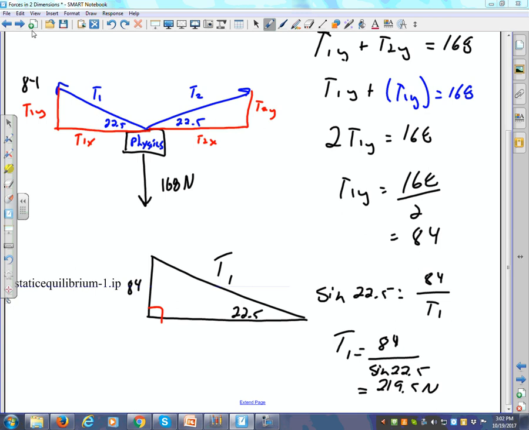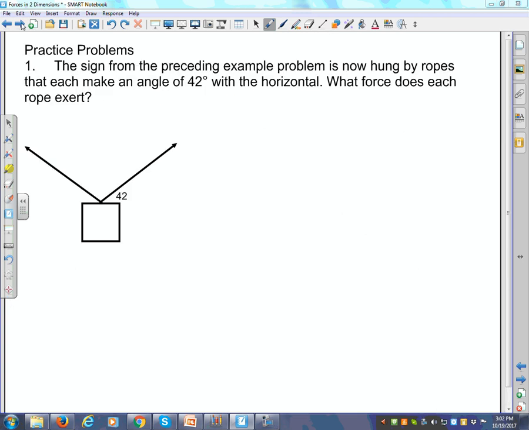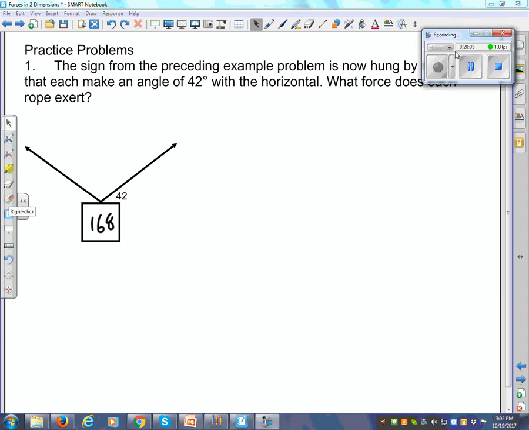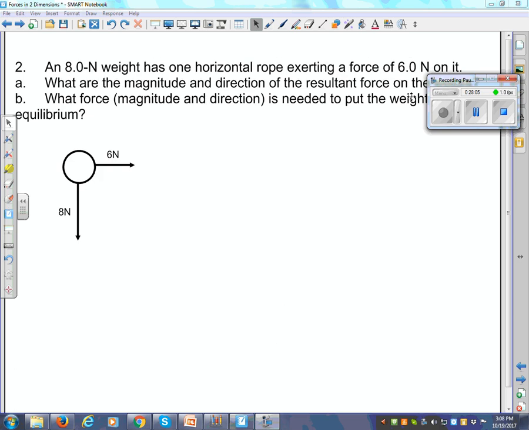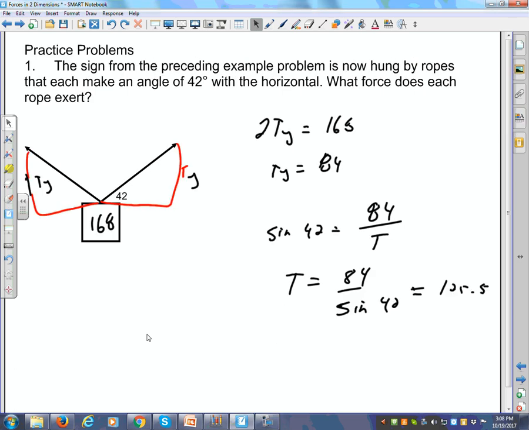How about you guys try this one right here? All I've changed here is the angle, so we're keeping it as one. By the way, when we start, T1 is equal to T2. Let me go back and show the answer to this one here for the people watching at home, because I forgot to do it.